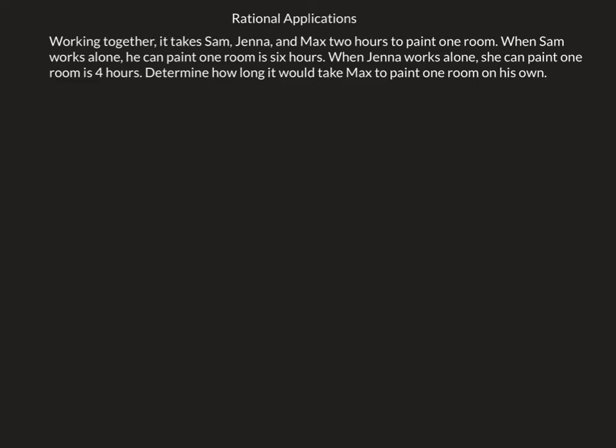So first, let's underline our important information. Working together, it takes Sam, Jenna, and Max 2 hours to paint one room. When Sam works alone, he can paint one room in 6 hours. When Jenna works alone, she can paint one room in 4 hours. And then our question: determine how long it would take Max to paint one room on his own.